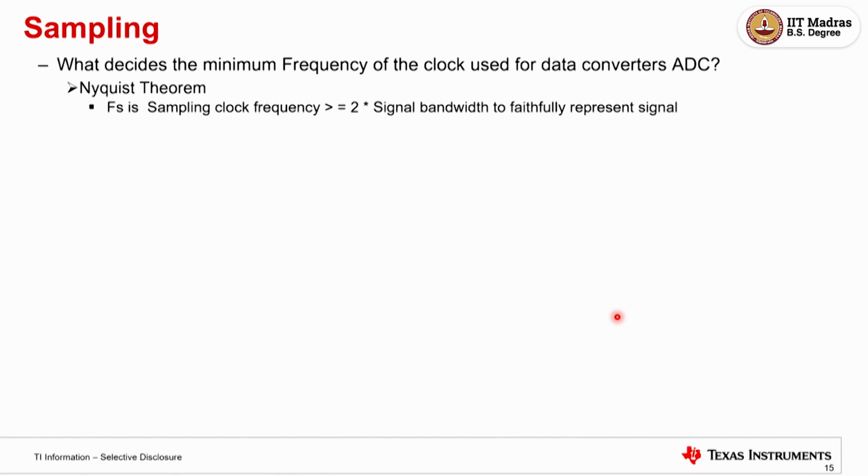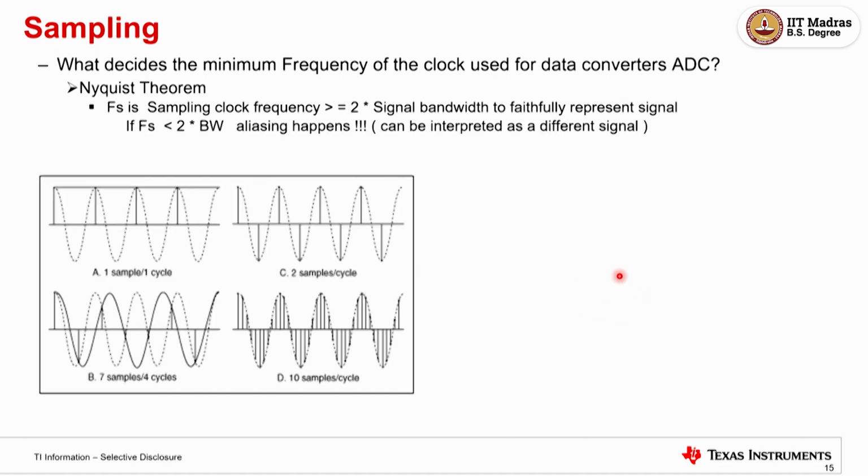We saw signal bandwidth in the first foil. What is a bandwidth? The rate of sampling, or the clock rate at which your ADC or DAC converts, should be minimum twice the amount of that bandwidth. We'll see why that is needed later. So that is what decides the sampling rate of your data converter.